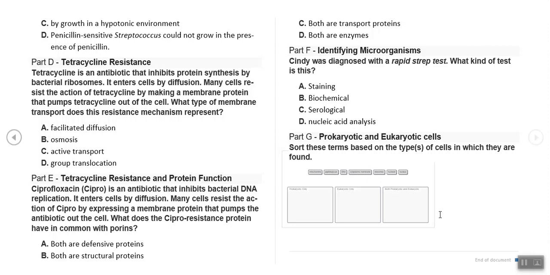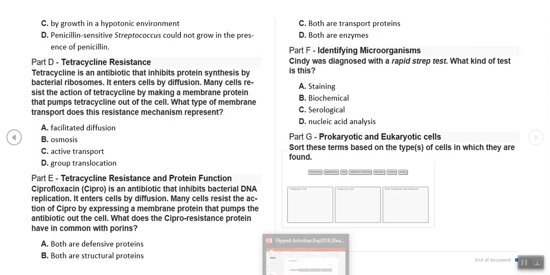So identifying microbes, letter F. Cindy was diagnosed with a rapid strep test. What kind of test is this? Because we were looking at the adherence of the antibodies to the antigens, or the antigens attaching onto various bars on the strep test, it's what we call a serological test. It's a serological test because we're looking at antigen-antibody reactions specifically. We're looking for those things.